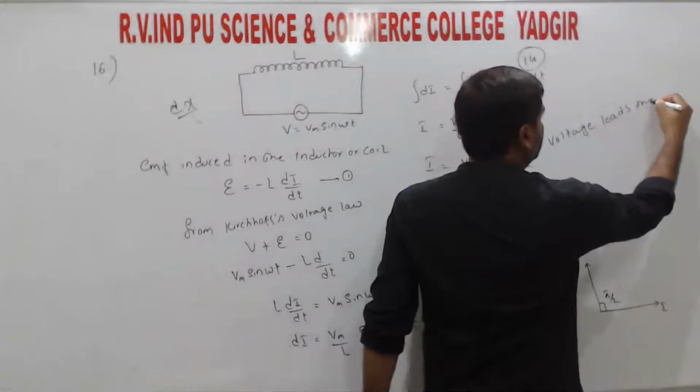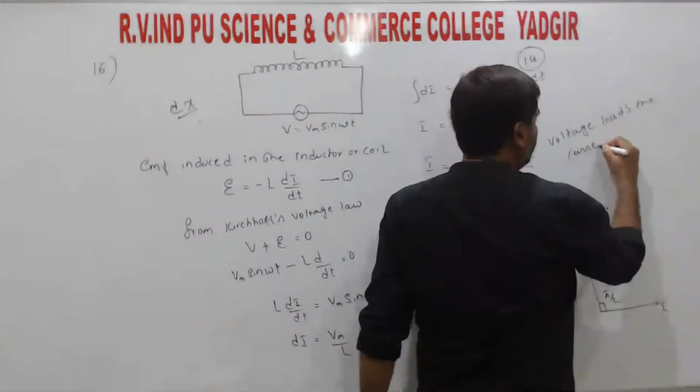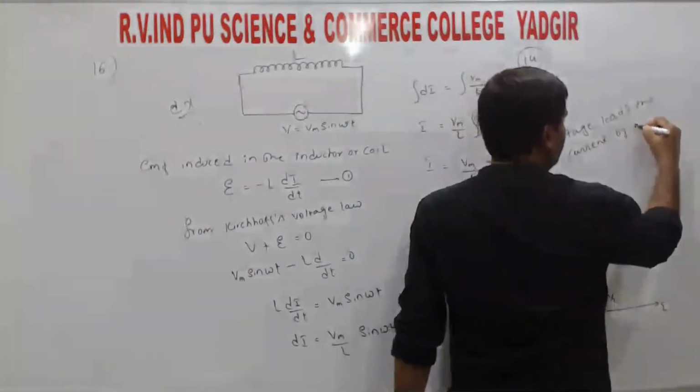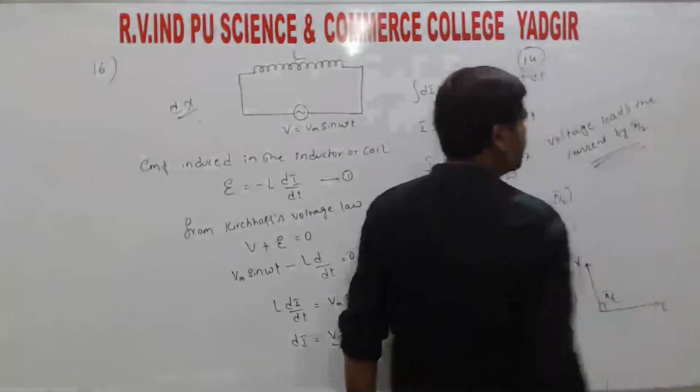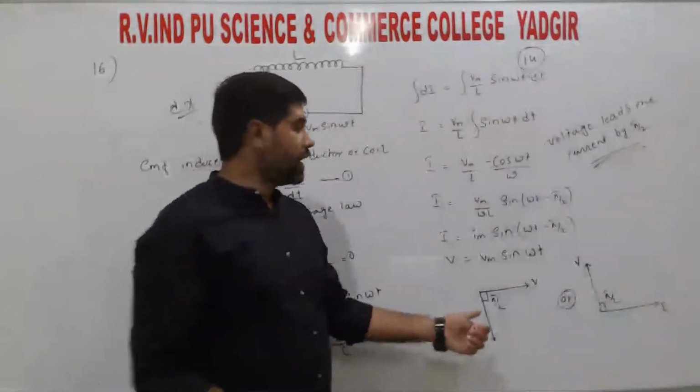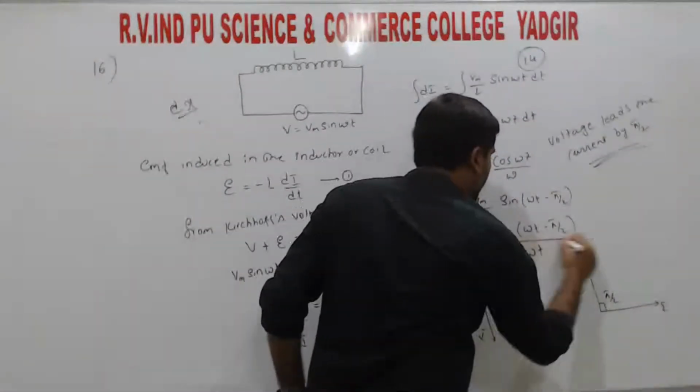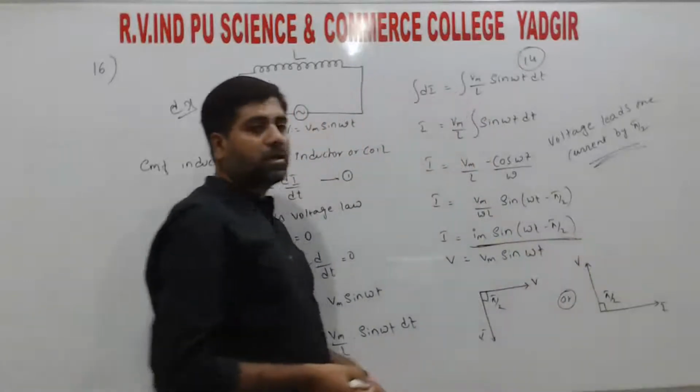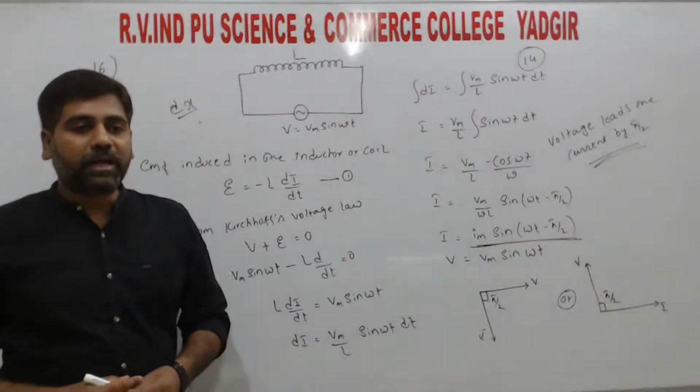So this is the statement: voltage leads the current by pi by 2. So in the control, this indicates sin omega t minus pi by 2. So this is the final statement or final relation.